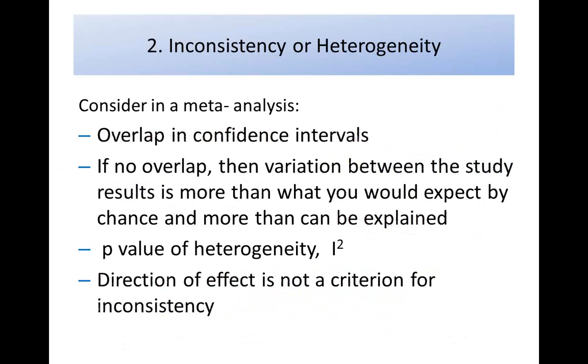So that brings us to the second domain in the GRADE system, and that's inconsistency or heterogeneity. So in a meta-analysis, obviously if you've got a forest plot in front of you, this is easy to do. So you can look at the overlap of the confidence intervals.